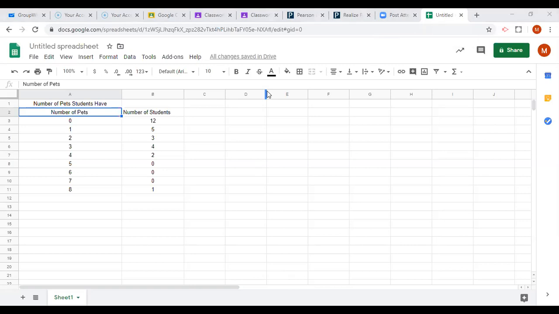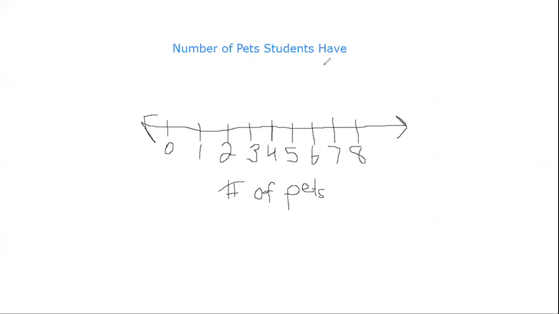Let's see, we're going to do a new share. We're going to do a whiteboard. We're going to share that. Oh, that was my old one. Let's see if I can clear all drawings. There we go. Okay, so we're going to make a line plot.